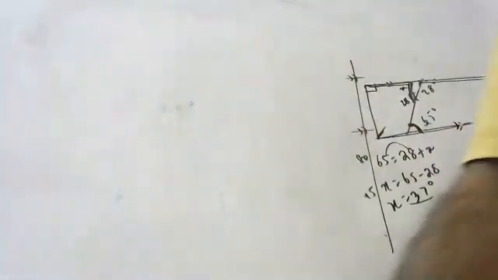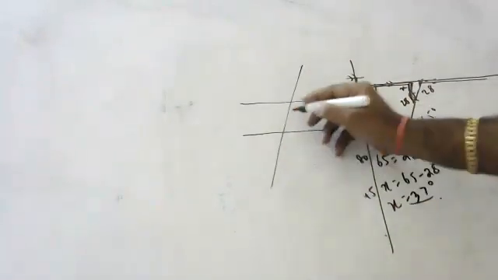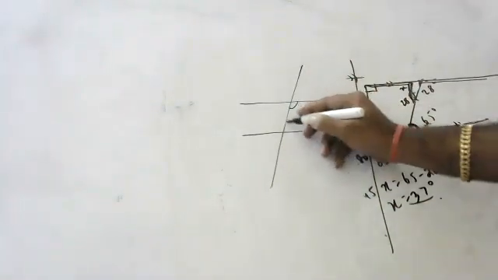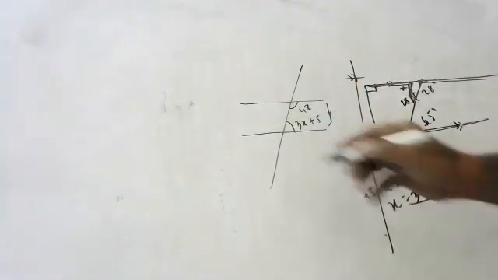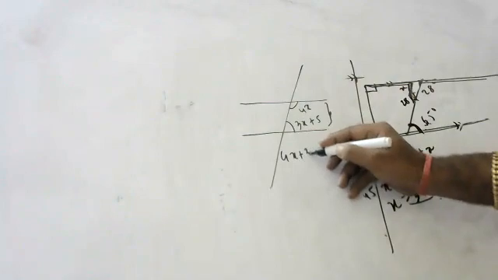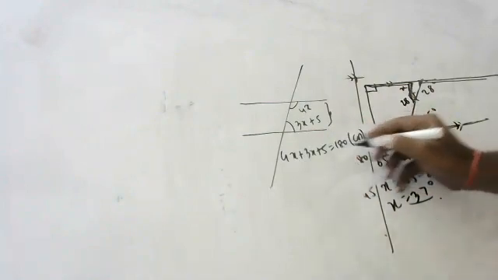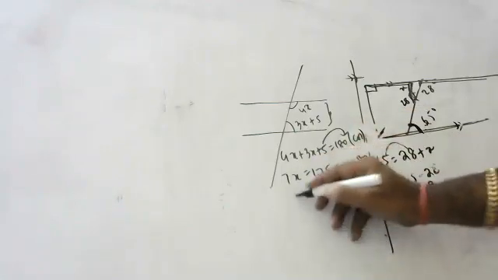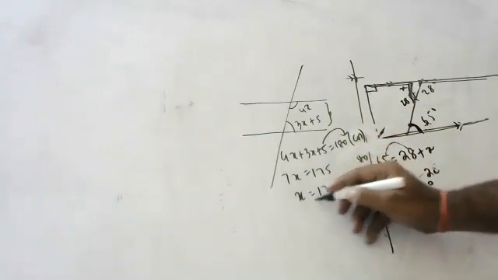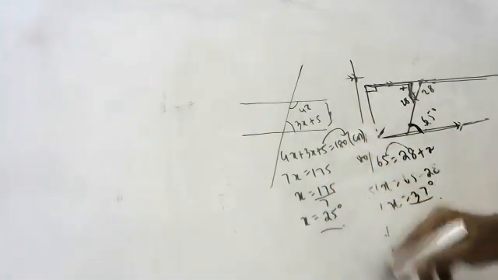Vivek, are you there? Yes, sir. These both are parallel lines. This is 4x. This is 3x plus 5. Tell how to find x. Sir, 4x plus 3x plus 5 is equal to 180 degrees, co-interior angles. Co-interior angles are supplementary. 7x is equal to 175. x is equal to 175 by 7, which is 25 degrees.